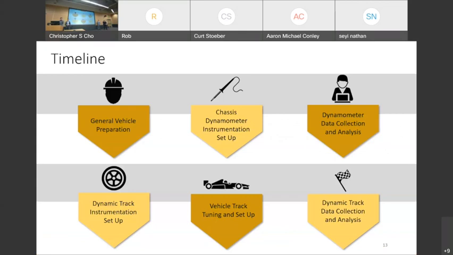So the timeline was as follows. We had general vehicle preparation, and then chassis dynamometer instrumentation setup and calibration. Then came the dynamometer testing, along with the analysis after we acquired the data. The next section was dynamic track testing, so the instrumentation was set up and calibrated for that. Then vehicle track setup and tuning was done again, followed finally by the dynamic track data collection and analysis.